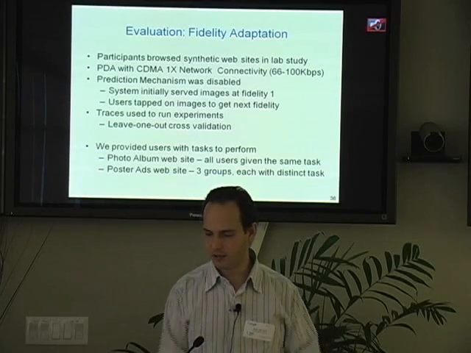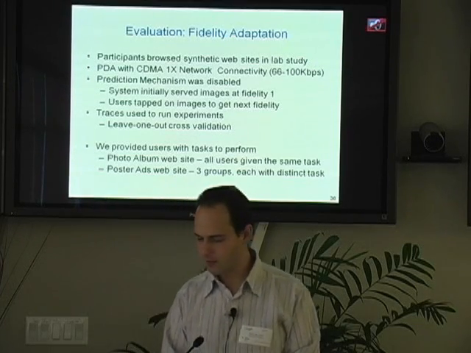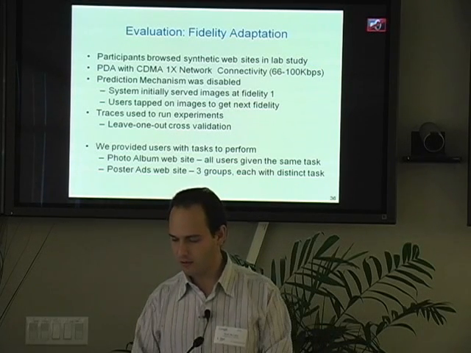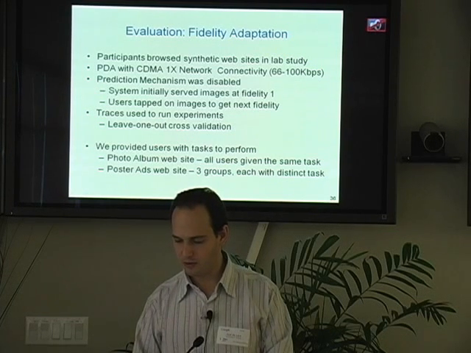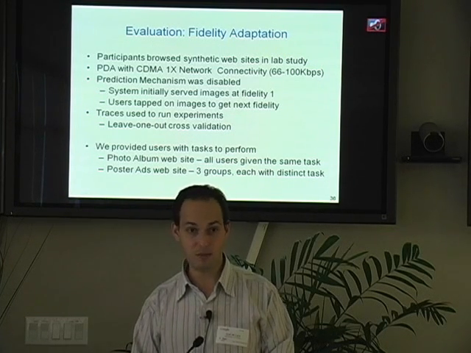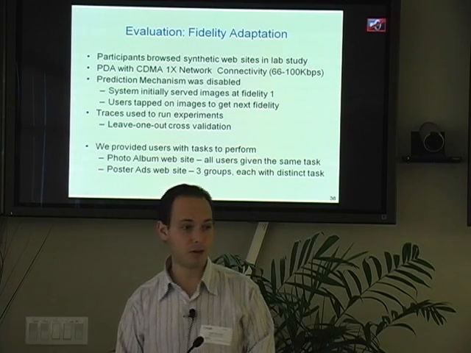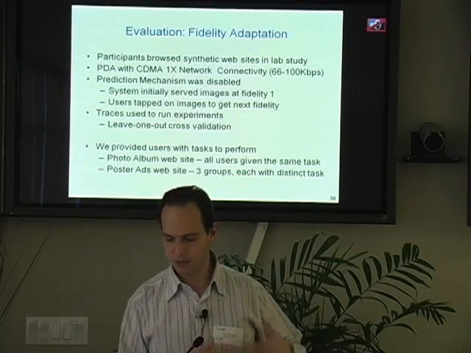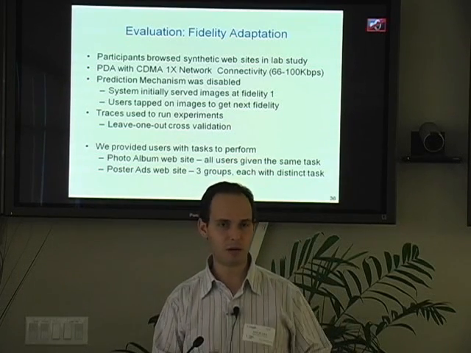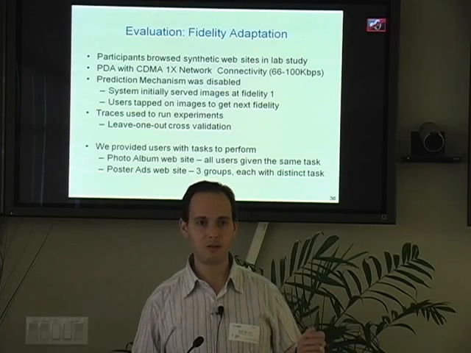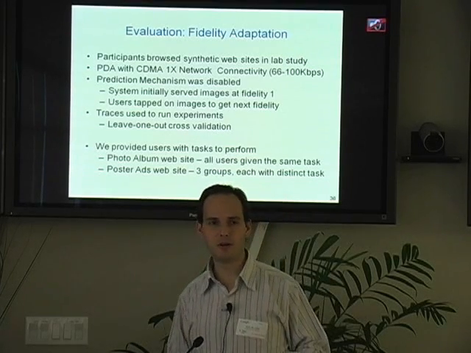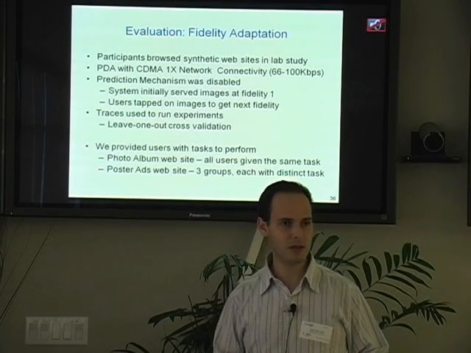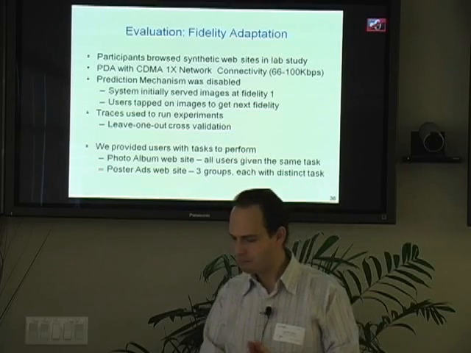So how did we evaluate this policy? Well, we brought participants into our lab, and we asked them to use a PDA over a CDMA 1X network to download content and to perform tasks. The PDA was communicating with our adaptation proxy, which was downgrading the fidelity of images. We turned prediction off, because we wanted to get a sense of what fidelities people really wanted. So it's sort of in learning mode.